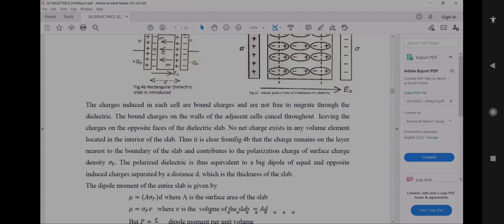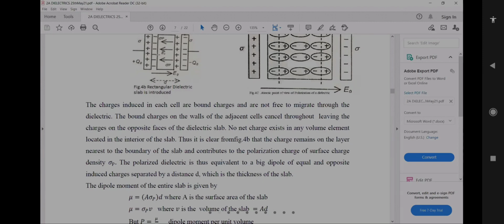So look at this, only these charges are there, and these positive charges are there. So these two charges act as a big dipole. Due to these charges, the surface charge density is present, that is sigma p. So it is equivalent to a big dipole of equal and opposite induced charges separated by a distance d. Here d is the thickness of the slab.